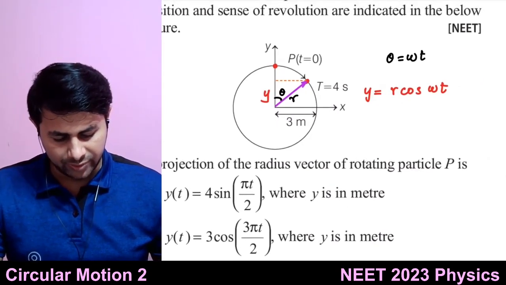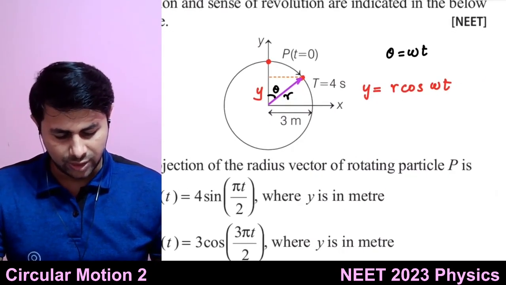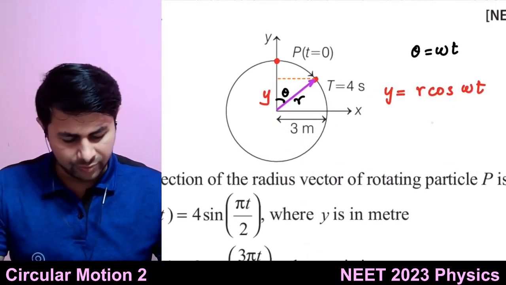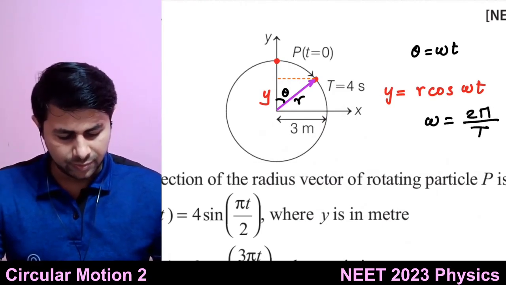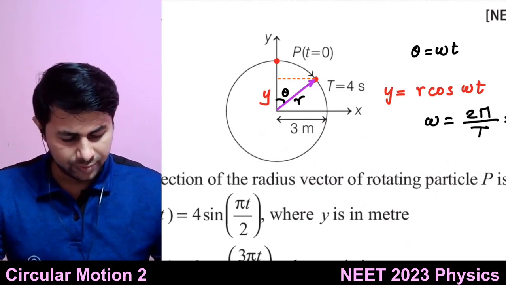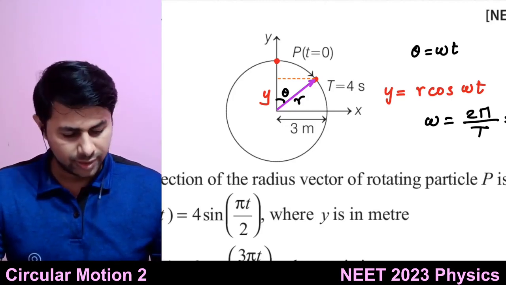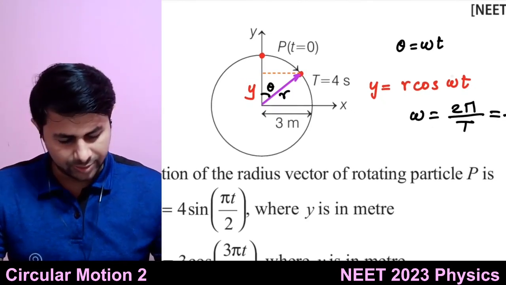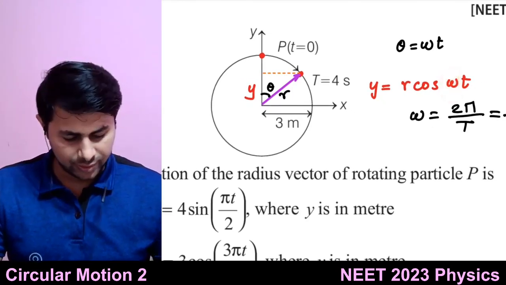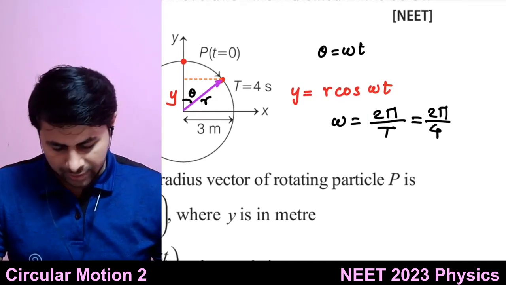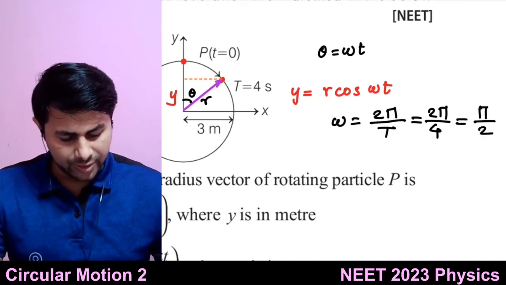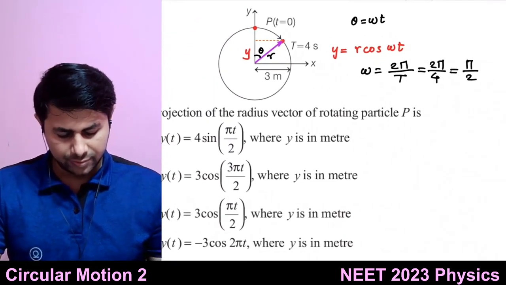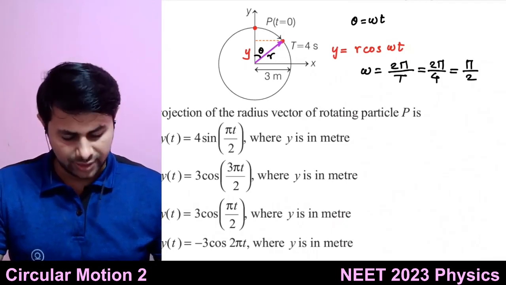So its time period is given. Time period is equal to 4 seconds. So how much would be omega? Omega is equal to 2 pi by T, right? So it is 2 pi by 4, so it is pi by 2. So in place of omega you will substitute pi by 2. Now which is the answer? Option C is the answer.